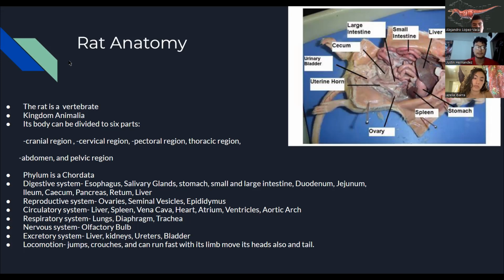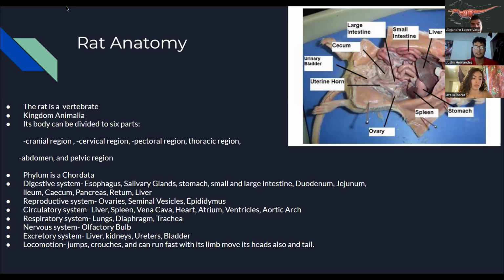The phylum is Chordata. The digestive system is the esophagus, salivary glands, stomach, small and large intestines, duodenum, jejunum. The reproductive system is the ovaries, seminal vesicles, and the epidermis. The circulatory system is the liver, spleen, vena cava, heart, atrium, ventricles, and the aortic arch. The respiratory system has the lungs, the diaphragm, the trachea. The nervous system has the olfactory bulb. The excretory system has the liver, kidneys, ureters, and the bladder.